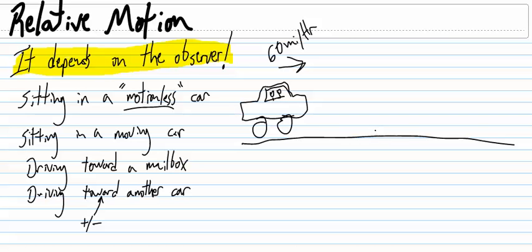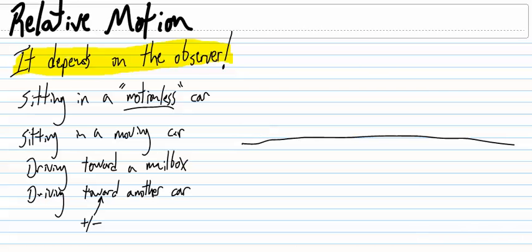Now, compared to other stuff, like a mailbox sitting on the side of the road, the mailbox looks to you like you're sitting still, and the mailbox looks like it's coming at you at 60 miles per hour. I hope that makes some sense to you.